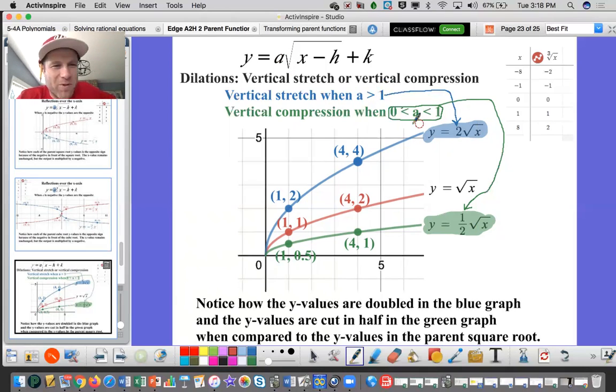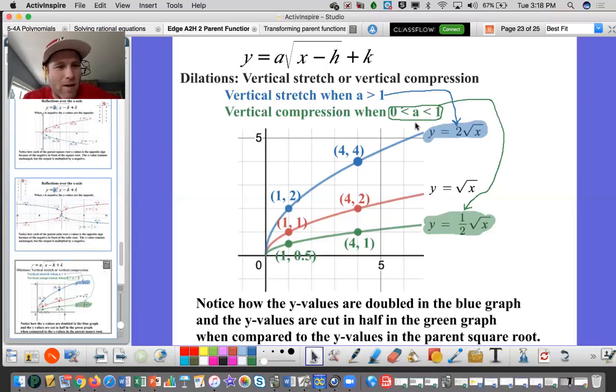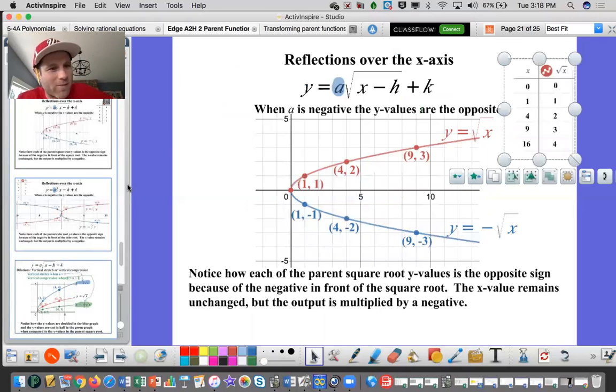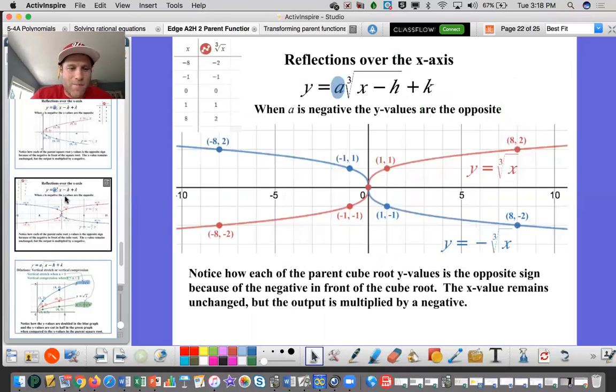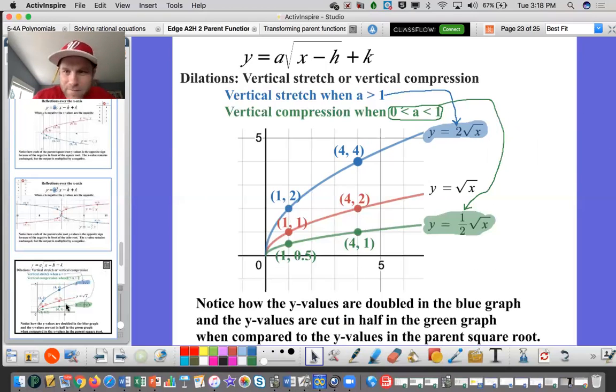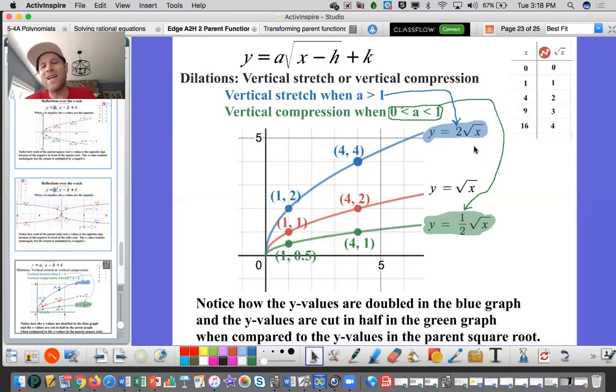What threw me off, I'm sorry, what threw me off was my kids, and then that's a cube root parent function table, and I want the square root function table over here. Yeah, see, I'm looking at that and I'm thinking, what did I do wrong? Anyway, so back to our square root.